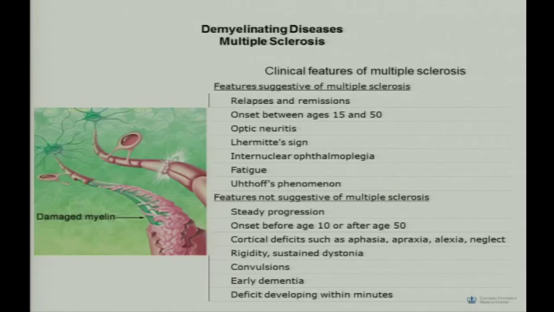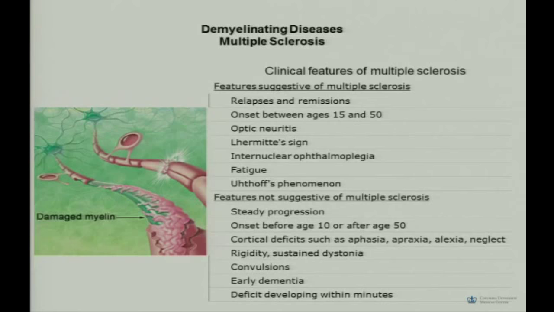So some of the features that are very typical of multiple sclerosis, and we'll talk more about this in a second, is an onset somewhere between age 15 and 50. So an onset earlier than 15 can happen but is not very common. Onset after age 50, not very common. And even though it can be anywhere between 15 and 50, somewhere in the 30s or 40s is actually a fairly common time for the MS to manifest.